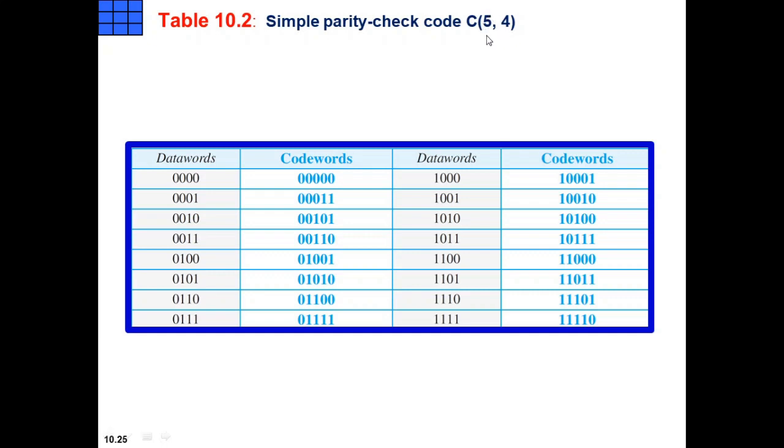What does the first parameter represent? N. What does the second parameter represent? K. So when N and K are given, you can easily say how many redundant bits. N minus K is your redundant bits. 5 minus 4 is 1. So the number of redundant bits that has been added is going to be 1.